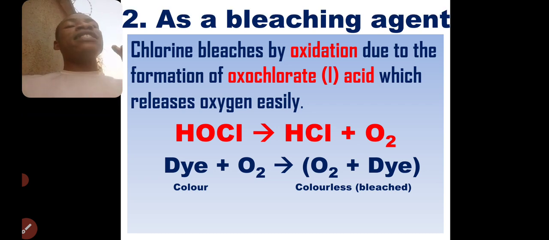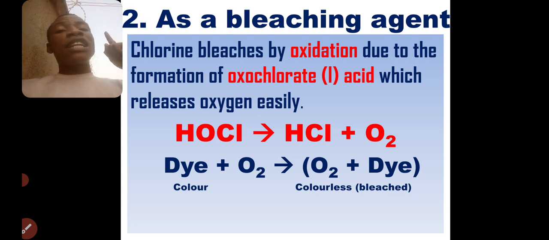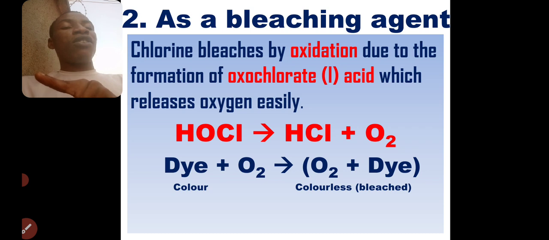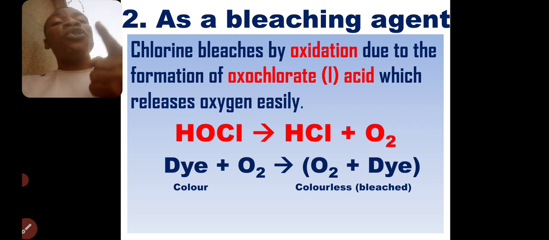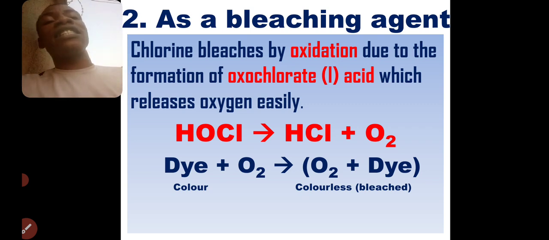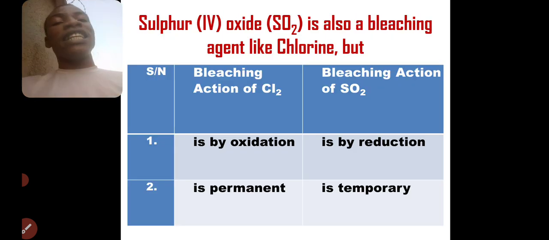Number two is as a bleaching agent. Chlorine bleaches by oxidation, like I told you before, because it can form oxochlorate 1 acid which releases oxygen easily, and that's the reaction equation on your screen. If you get HOCl by adding chlorine to water, it produces oxygen gas. Then that oxygen gas will react with the dye and bleach it, so the clothes will turn colorless, and that is what tells you that chlorine gas is a bleaching agent.